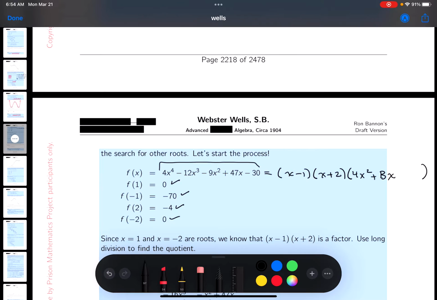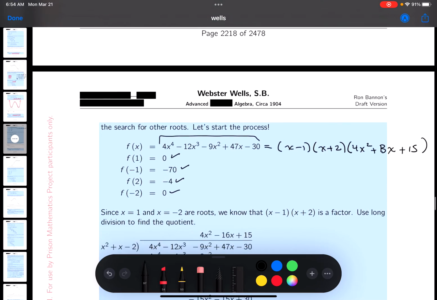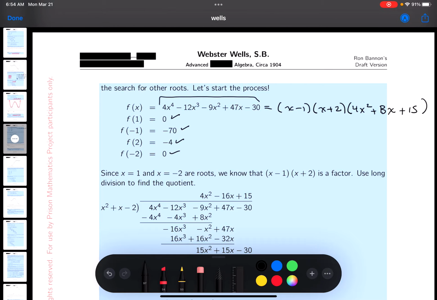We've been doing it for some time. But the constant must be -30, so that's going to be plus 15. Now you can equate coefficients, or you can do a long division, whatever you're comfortable doing. If you equate coefficients, you're going to find out that b is -16. And if you do long division, you're still going to get -16.